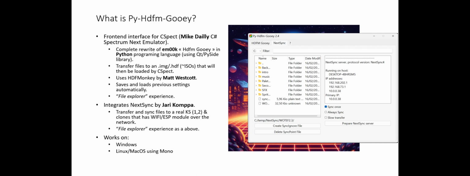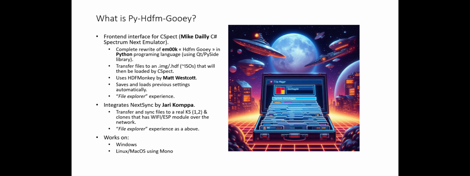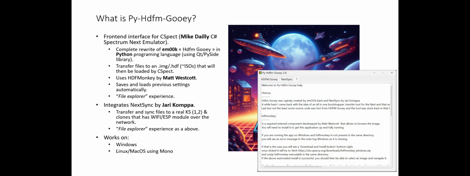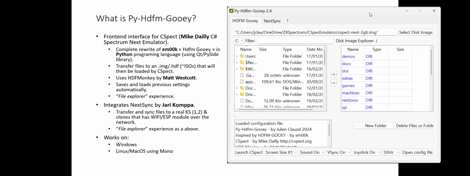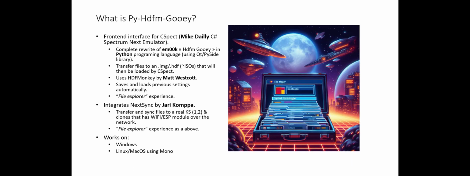The tool works on Windows. Here we will be showcasing this using Windows, but you can also use Linux and macOS, and of course it requires Mono to be installed, as CSpect is written in C#. Let's move on and see how all this works.